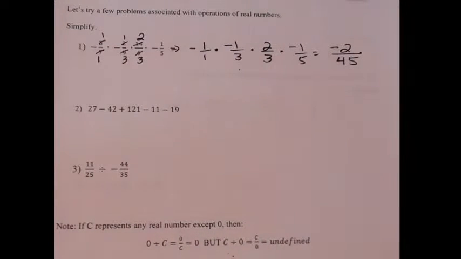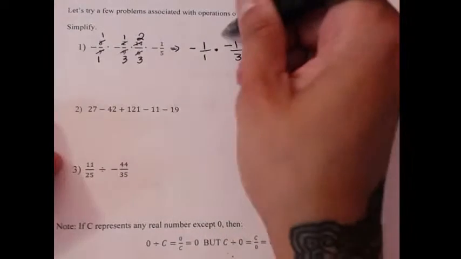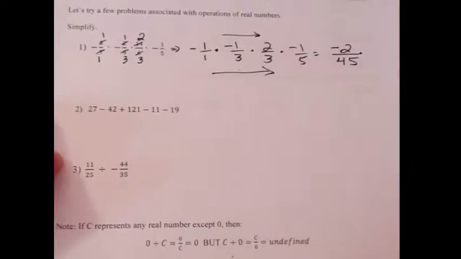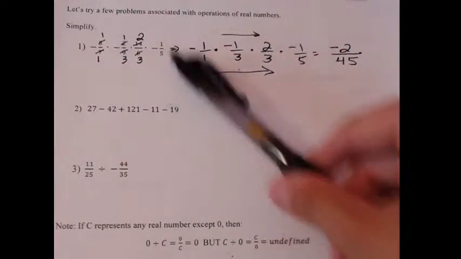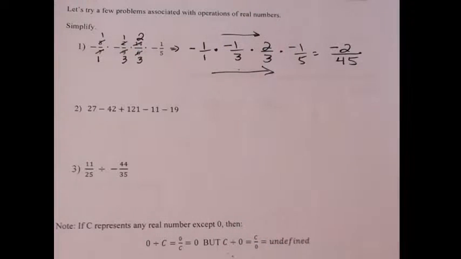Notice the process that I took. I reduced everything up front, and then I simply moved from left to right. Always move from left to right when you multiply fractions. Because we reduced everything up front, we know that our final answer is going to be perfectly reduced as well.